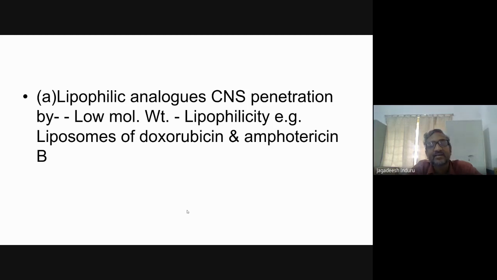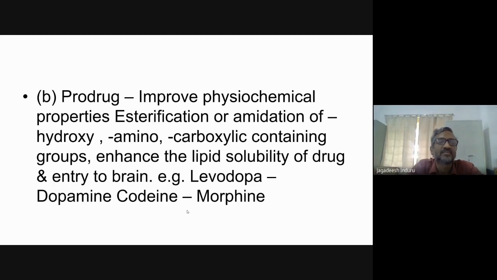There is another approach, the prodrug approach. We have some drugs which convert into the original active moieties after reacting with the enzymes present within the brain system. This concept is also good.